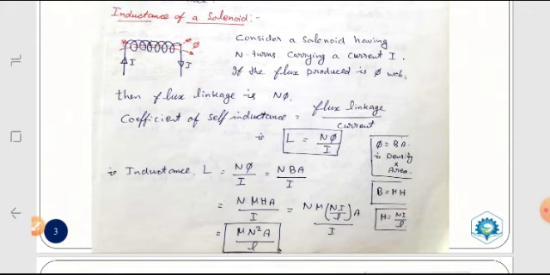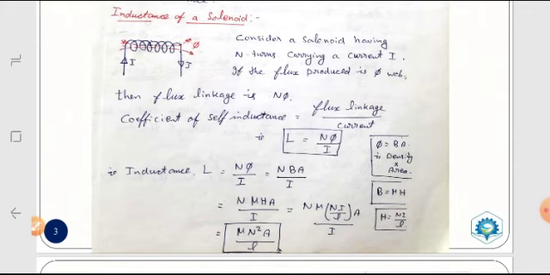Also, B is equal to mu H, where mu is the permeability, and mu is equal to mu 0 mu r, where mu 0 is the absolute permeability and mu r is the relative permeability. H is the magnetic field intensity. Now we will substitute these equations. Also, magnetic field intensity H is equal to N I by l. So let us substitute all these values into the equation of inductance, where inductance L is equal to flux linkage by current, that is equal to N phi by I.